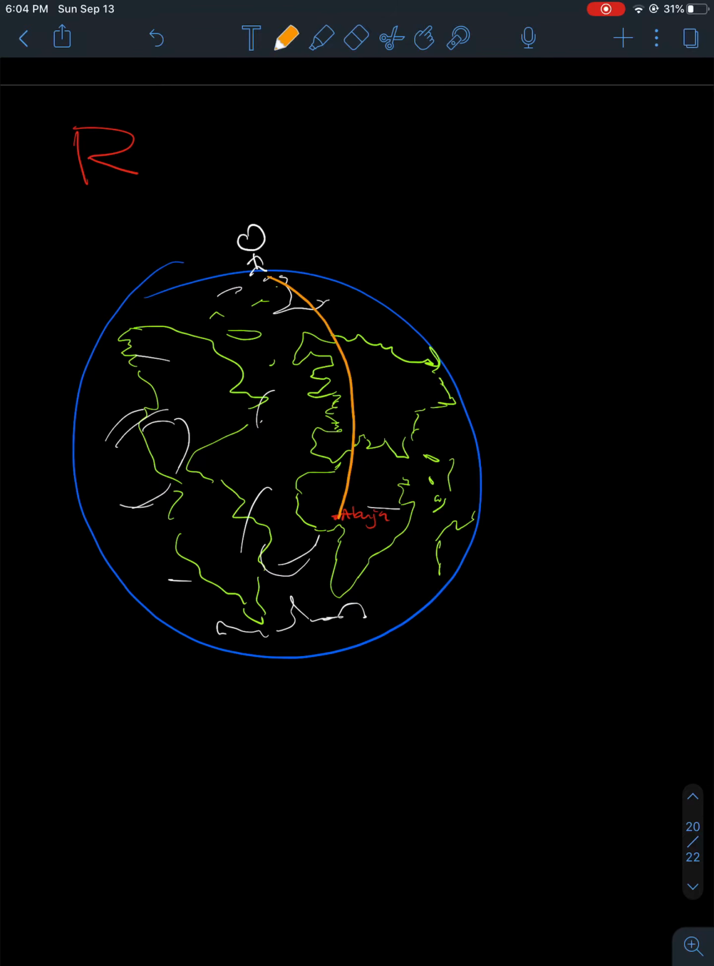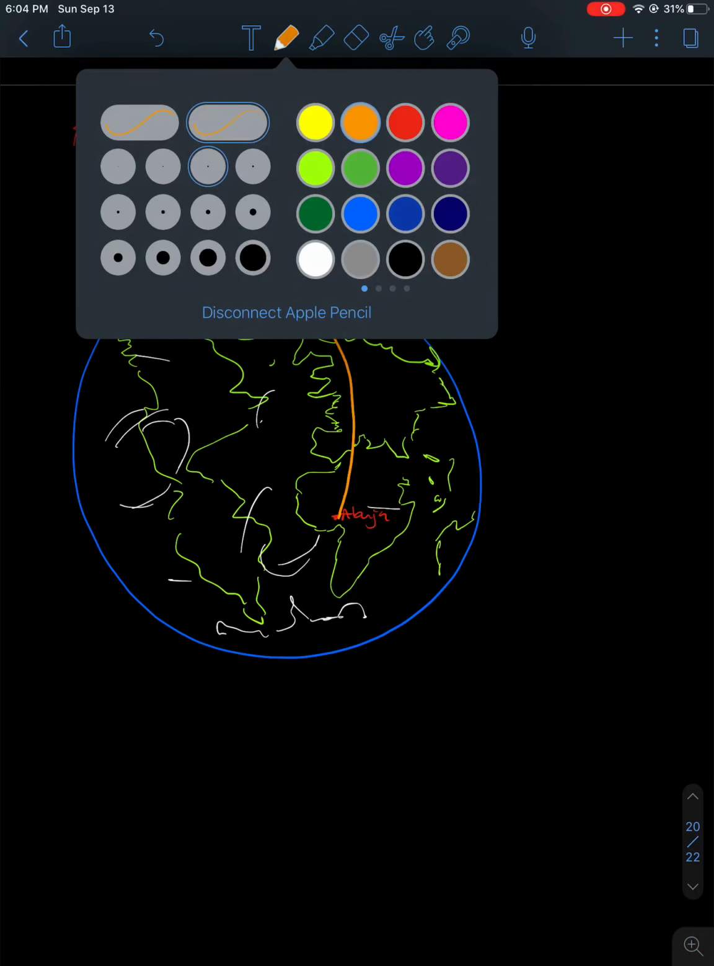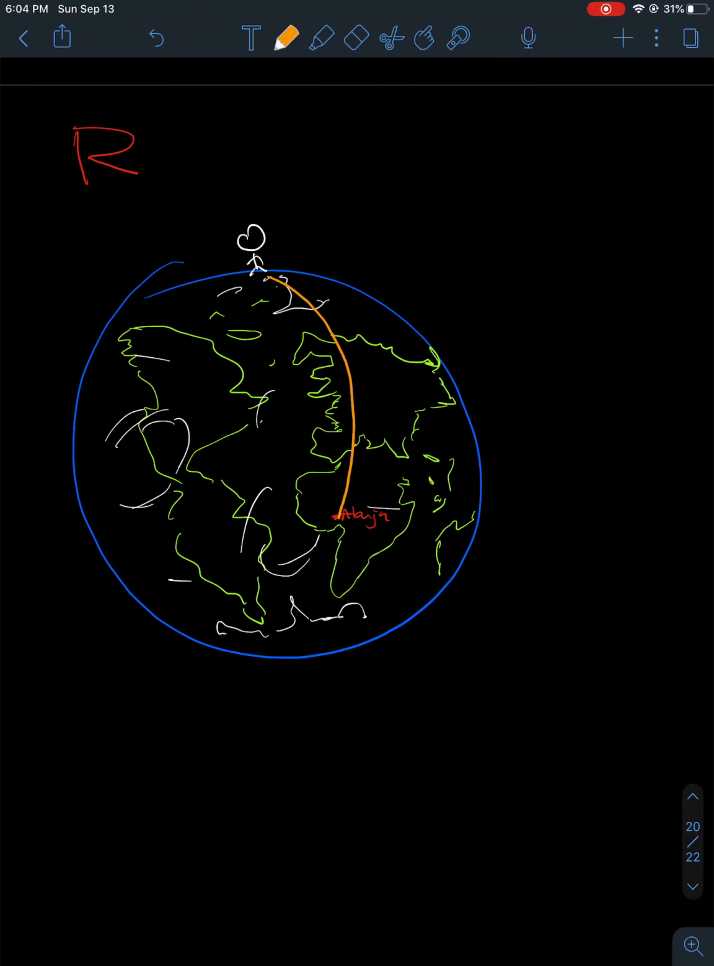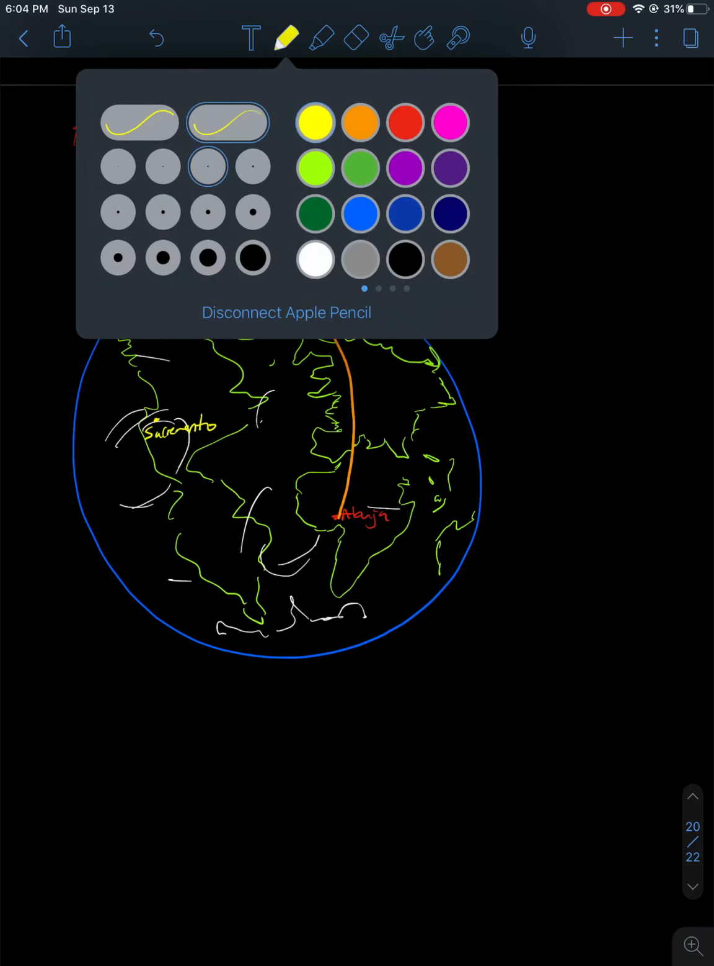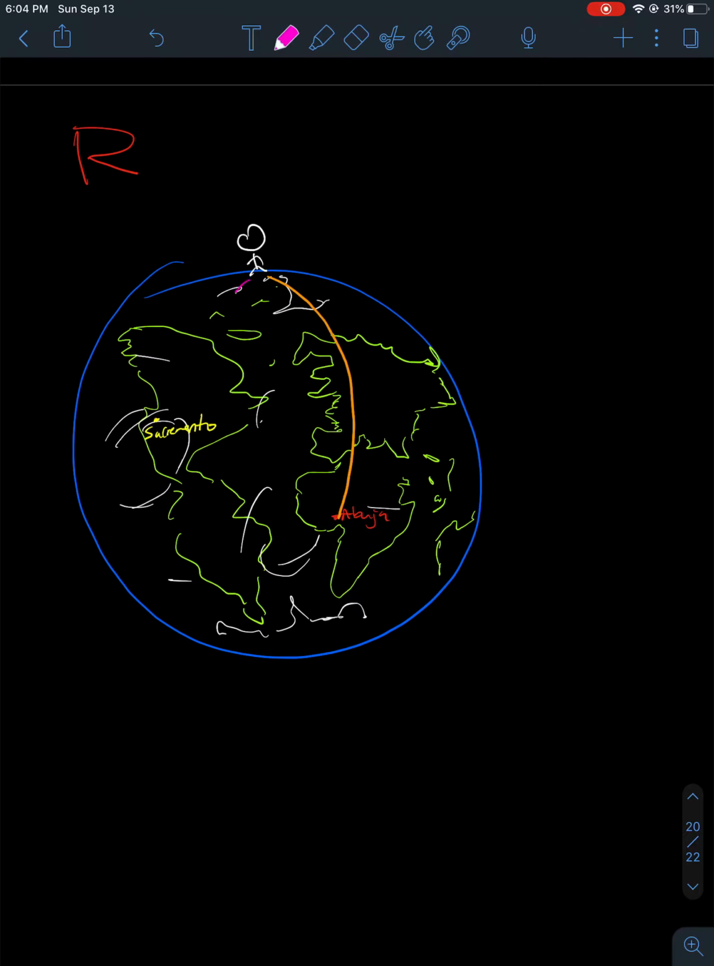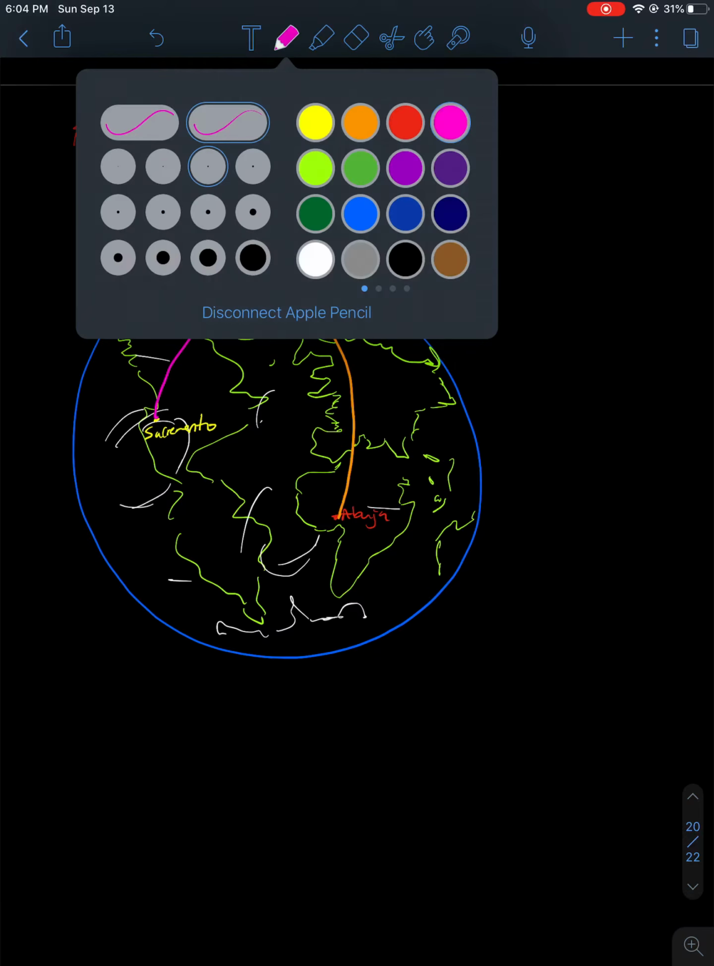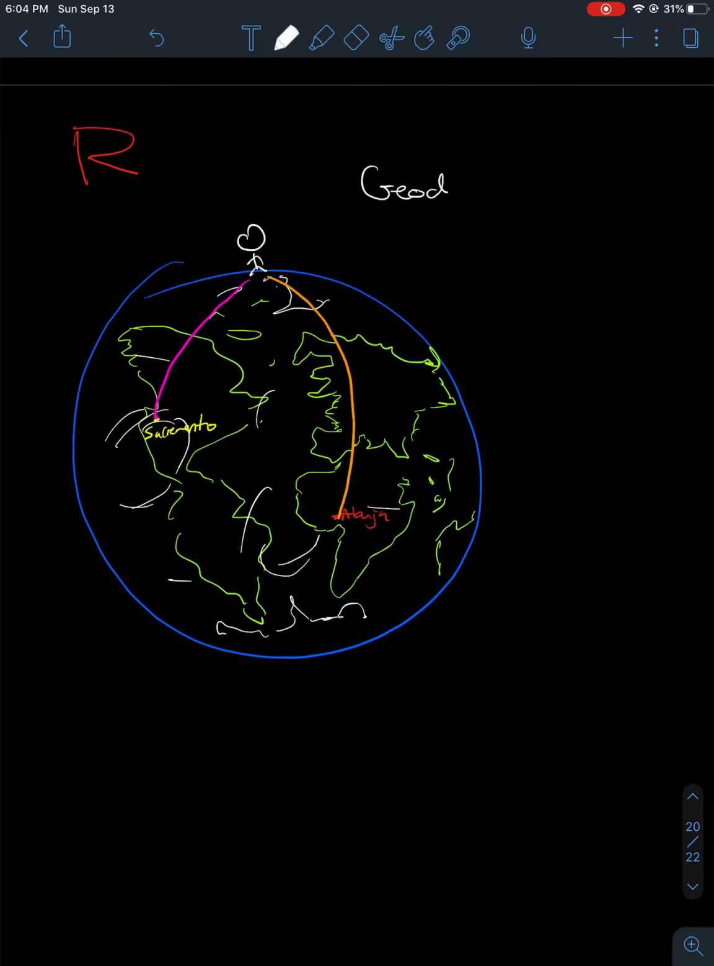And let's say I wanted to instead go to Sacramento, California, in the USA. My path might look like this. That would be the straightest possible path in the curved space. Now, there's a special name for these paths, and they're called geodesics. Geodesics are the straightest possible paths in a curved space.